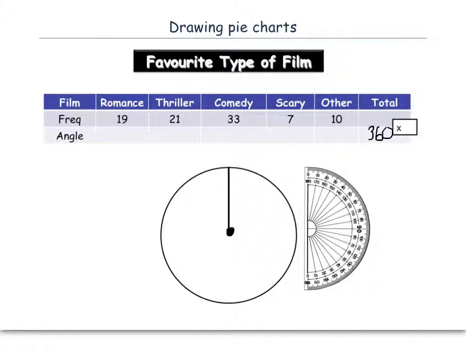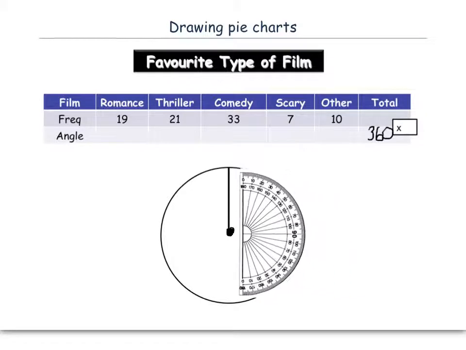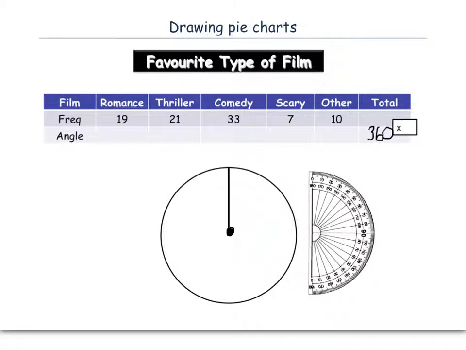Now, what we're given here is a table representing the different types of films and how many people liked each type of film. So we've got romance, which 19 people like the best, thriller, which 21 people like the best, comedy 33, scary 7, and other was 10. And what we need to do is find out how many people took part in this survey altogether. So we add up 19 and 21 and 33 and 7 and 10, and you get the answer 90.